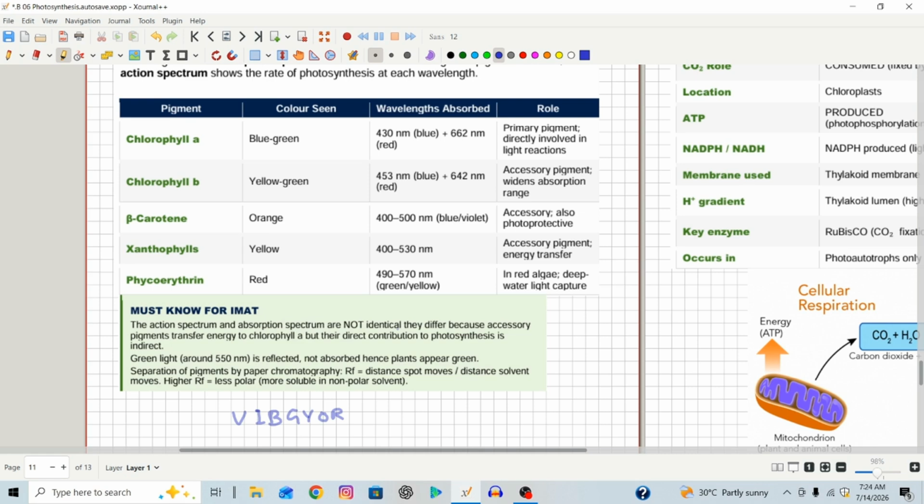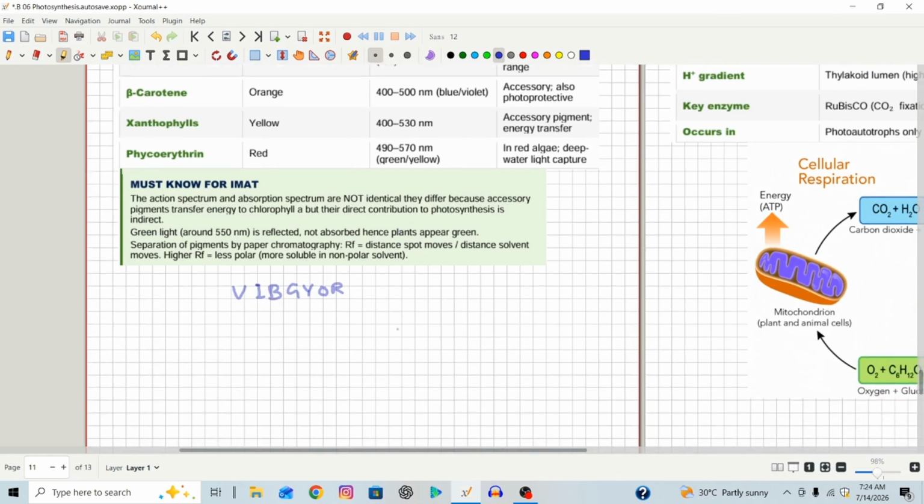So in this spectrum, for chlorophyll A, blue and green is the light that is reflected, while violet, indigo, yellow, orange and red is absorbed by it. While for chlorophyll B, yellow and green is reflected and all the other light spectrum will be absorbed. So what about the green color of plants?